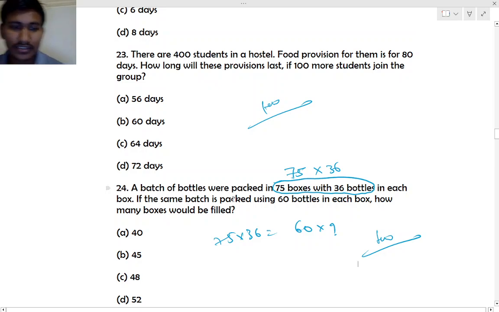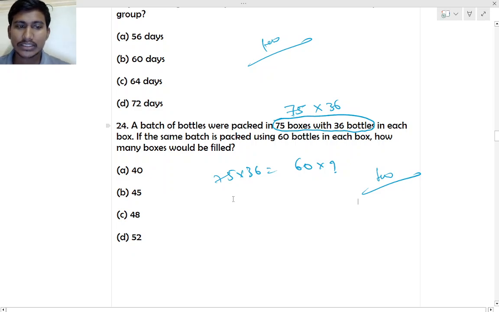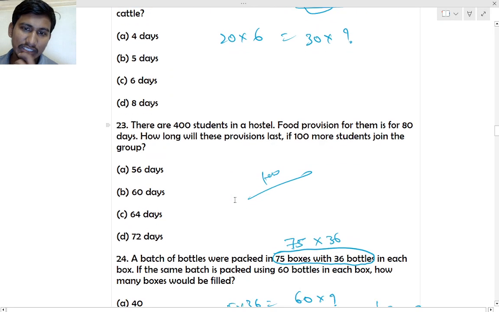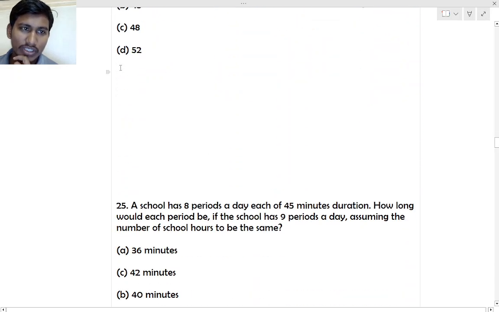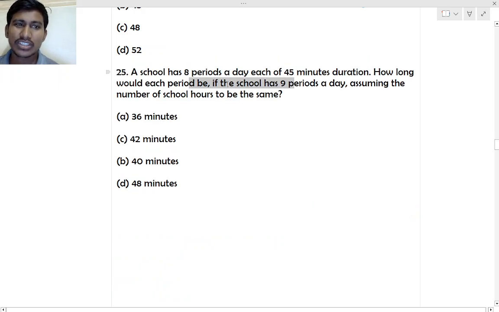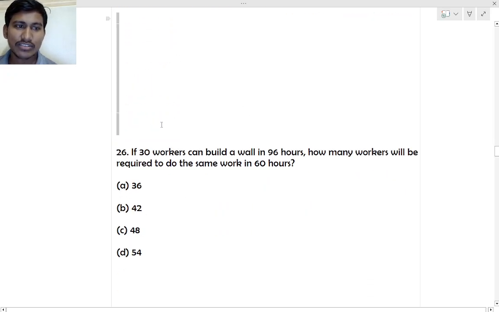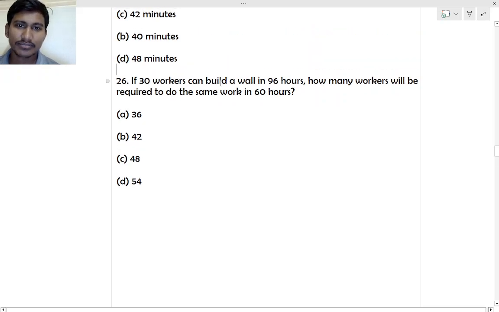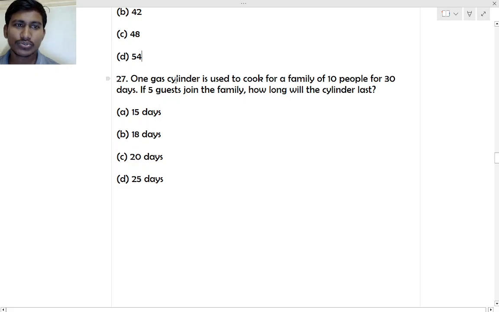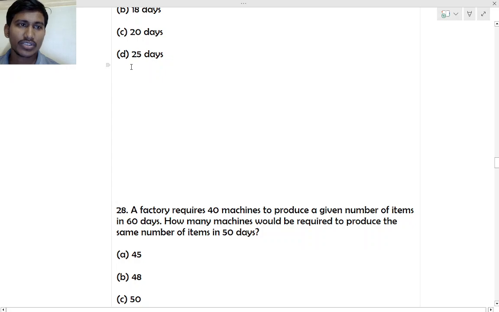For 22, option A is the answer, 4 days. Okay, fine. So try to do 25 also, assuming the number of school hours is the same, 9 periods a day. 26 is also the same. Try to do it, and if any doubt, you can ask me. 27 is also the same.